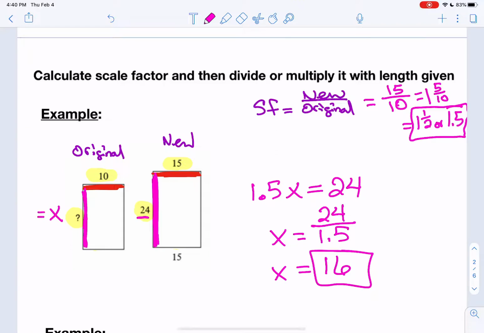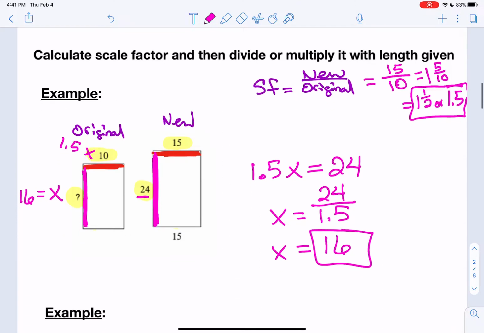So x equals 16. Now, you can always check your answer by going, okay, if the scale factor is 1.5, that means 10 times 1.5 equals 15. Is that true? 10 times 1.5, yes, equals 15. Then you can check your x by going, okay, well, is 16 times 1.5 24? And yes, it is. So we are good to go.